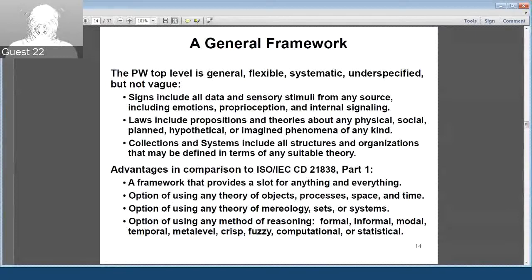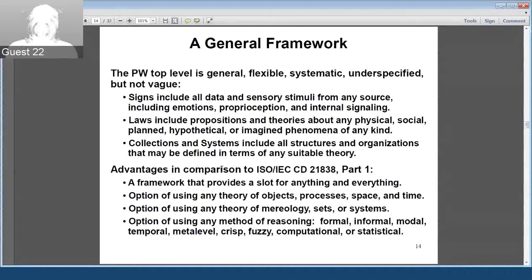So now, as a general framework, I say that the Peirce-Wilkins top level is general, flexible, systematic, underspecified but not vague. It is precise but not vague. It's underspecified. That means that the specification would come in the microtheories or modules that come under it. So at the top level, you have very little specification. It does not depend on any particular theory of semiotics. It does not depend on any particular theory of physics, but it's sufficiently underspecified that it could accommodate any and every theory that anybody has defined so far, and probably any time in the next couple of centuries.